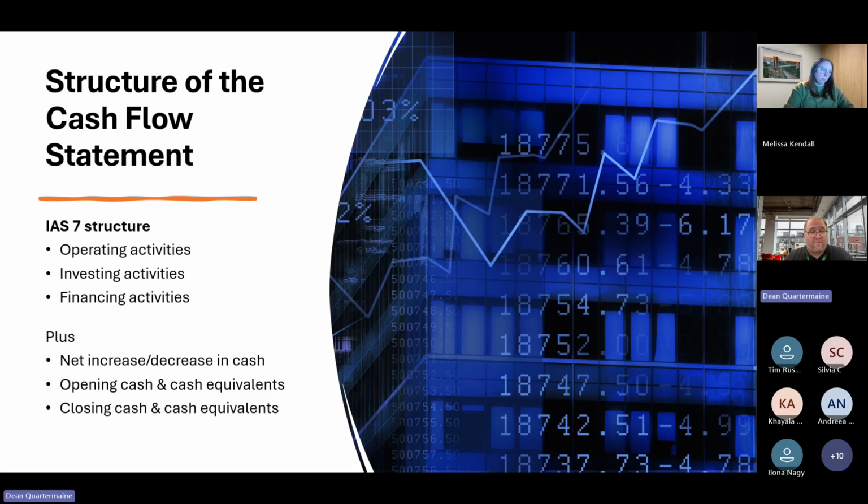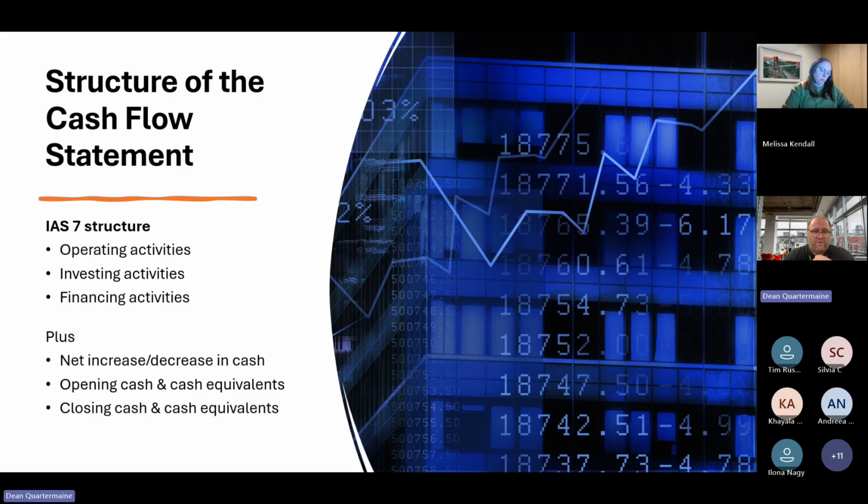And then on top of that, we're almost looking at the net increases, decreases in cash. So we need to know what our opening cash and cash equivalents are, and then what our closing cash and cash equivalents are. Because ultimately, what we're looking for is the net increase or decrease. So you've got the opening position, closing position. What's the increase or decrease?